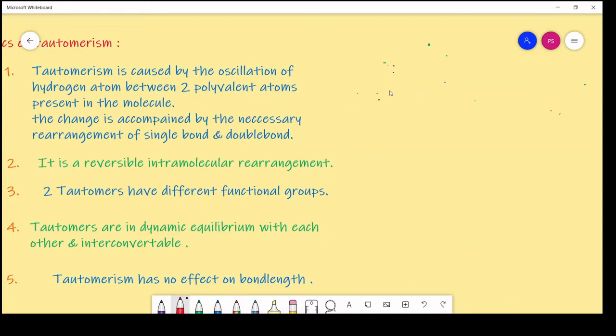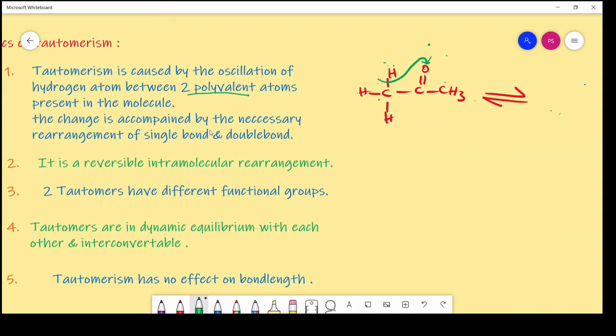Again, we are taking the acetone example here. CH3 C double bond O CH3. So here is the oscillation of a hydrogen atom. This alpha hydrogen is shifting from the carbon atom to the oxygen atom. That means here we are talking about two polyvalent atoms: one is the carbon atom and the other is the oxygen atom. So hydrogen is shifting from the polyvalent carbon atom to the polyvalent oxygen atom.